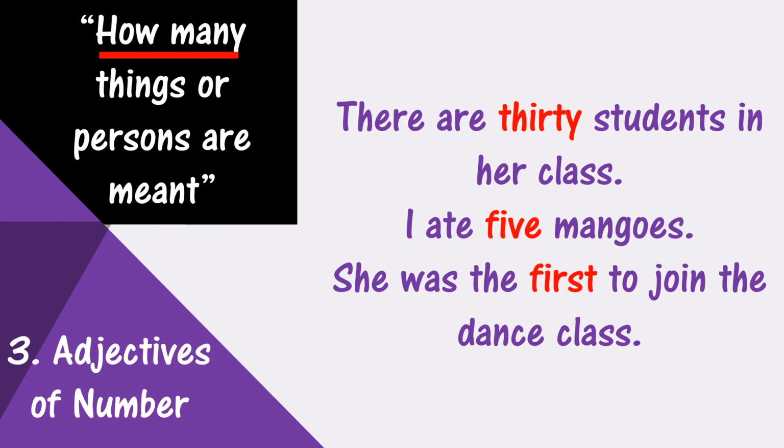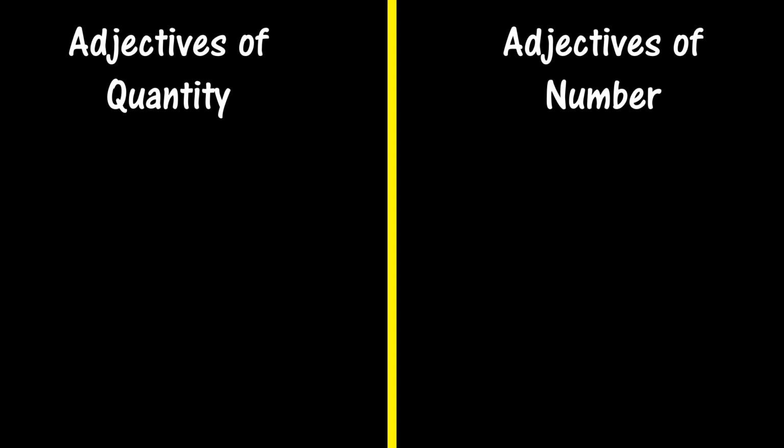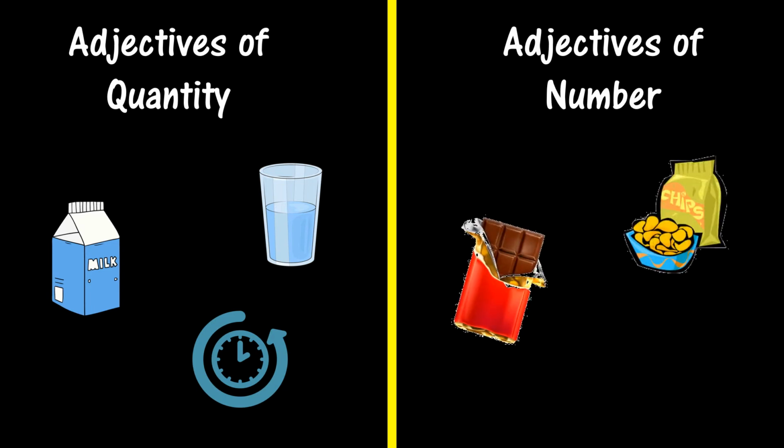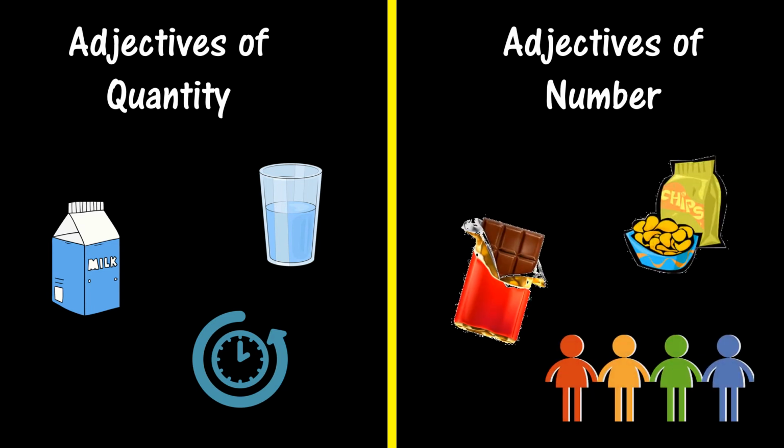The main difference is that adjectives of quantity refer to something that cannot be counted, children, like milk, time, water. You cannot count them. Whereas adjectives of number refer to items that can be counted, like some crackers, many chocolates, no people. So these can be counted.